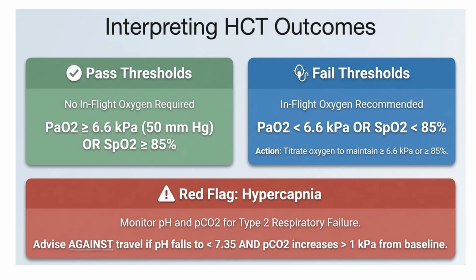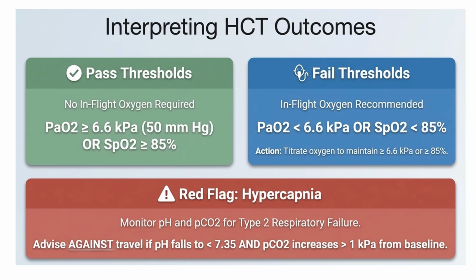So interpreting the HCT, as I mentioned previously: if the partial pressure of oxygen is more than 50 or saturation more than 85 during the HCT, the patient can proceed to fly. If the partial pressure is less than 50 and saturation is less than 85, we'll need titration to maintain a partial pressure of oxygen more than 50 during the flight.